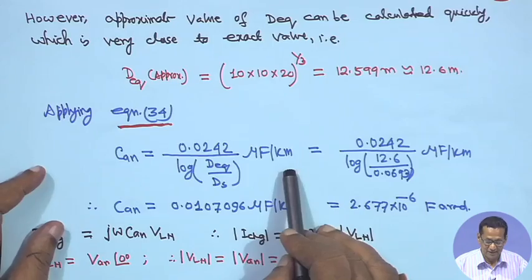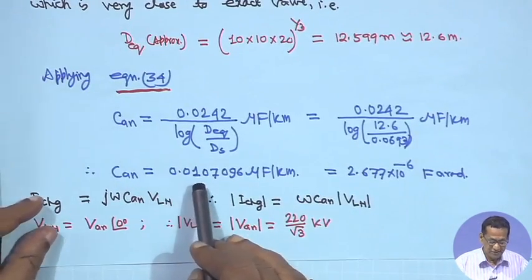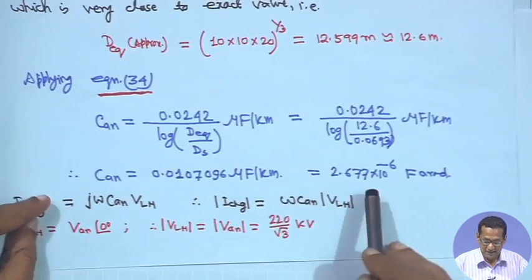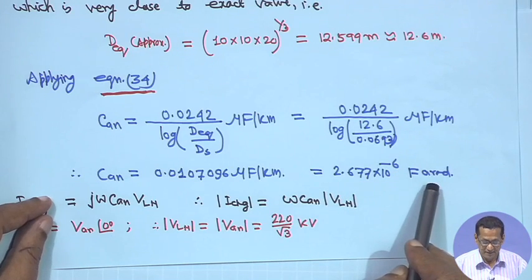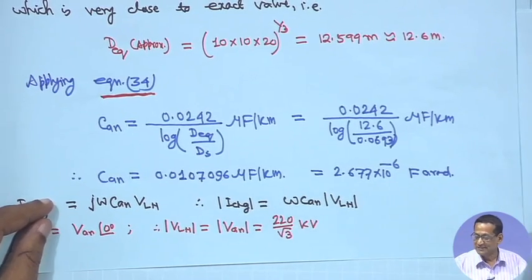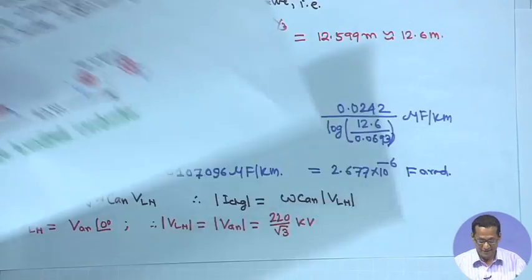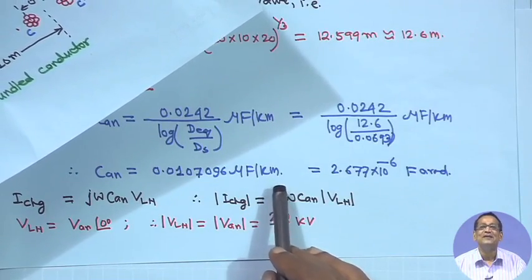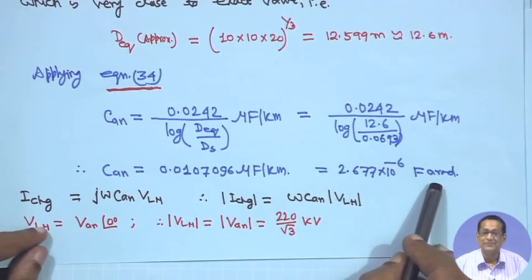You substitute Deq and Ds here, and you will get Can is equal to 0.0100796 microfarad per kilometer. Because your line length is 250 kilometers, I think when we took the line length as 250 kilometers, this value per kilometer you have to multiply by 250. If you write in farad, that will be 2.677 into 10 to the power minus 6 farad.